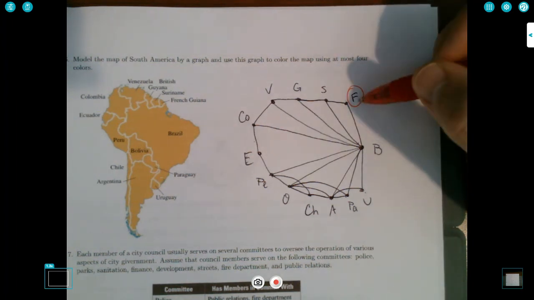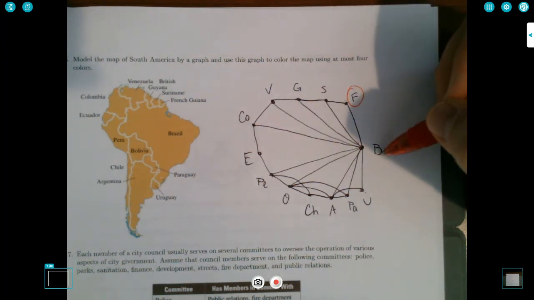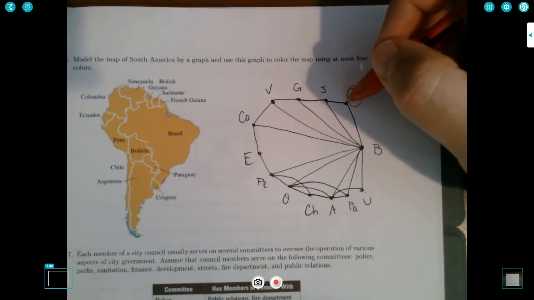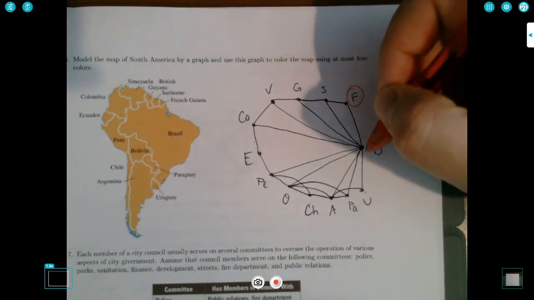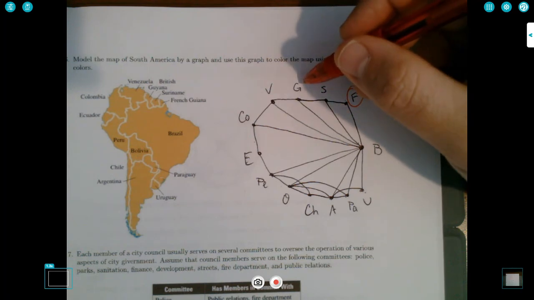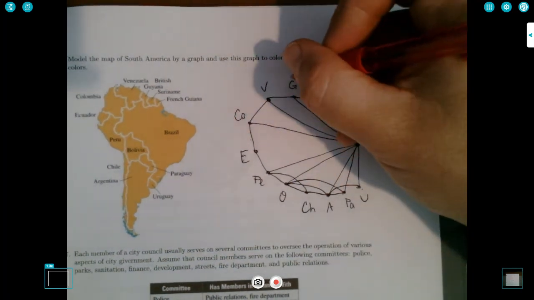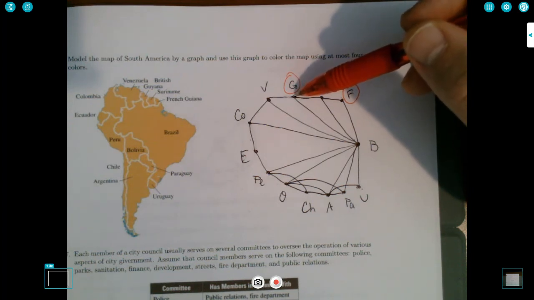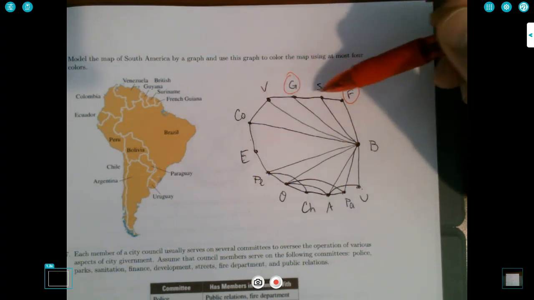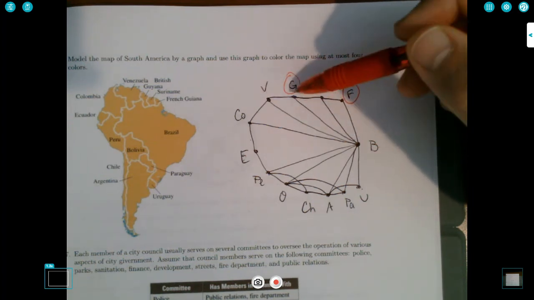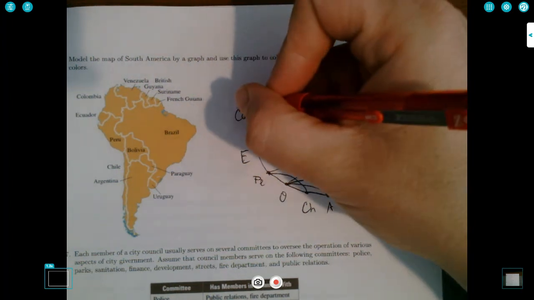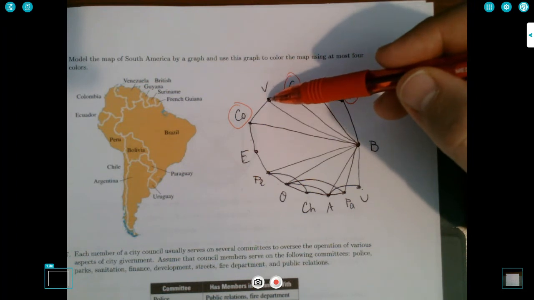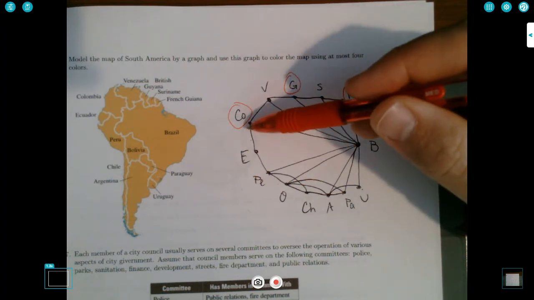So I'm going to use red here, which means I can't use red really anywhere else, right? Or rather, I can't use red with S, and I can't use red with B. But I could use red with G. That would be fine. So now with G, I can't use red with V or S or B, but I could use red with Columbia.